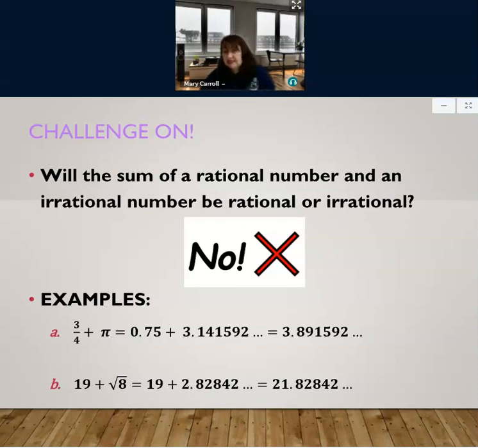And I took 19 and added it to the square root of 8, which is a number between the square root of 4 and the square root of 9. And I also got an irrational number. So the answer for that is nope, I get an irrational number.